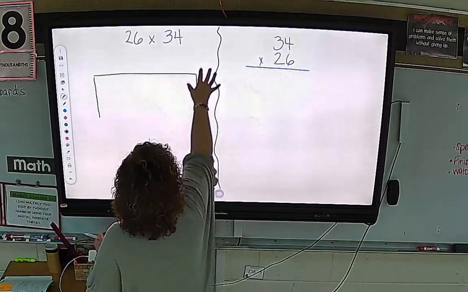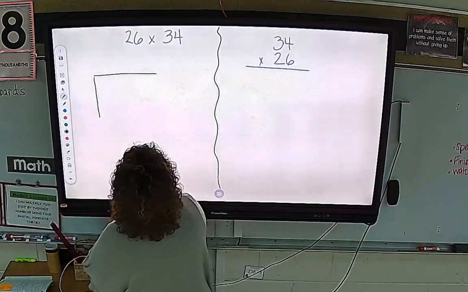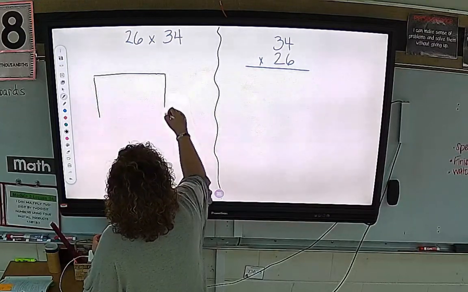I've got to have room to write beside my rectangle. So if you've made it all the way over to the line, you're going to need to make it a little smaller. Are we dividing? Nope.